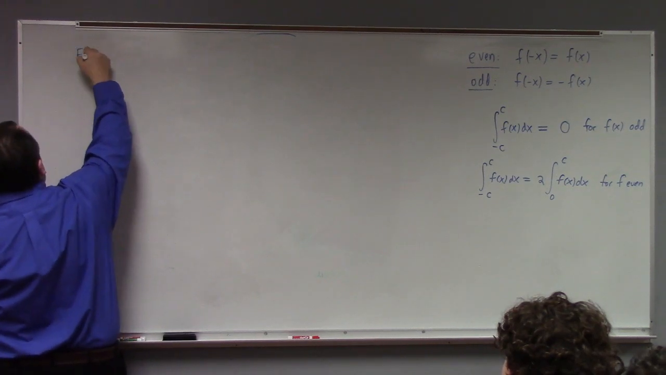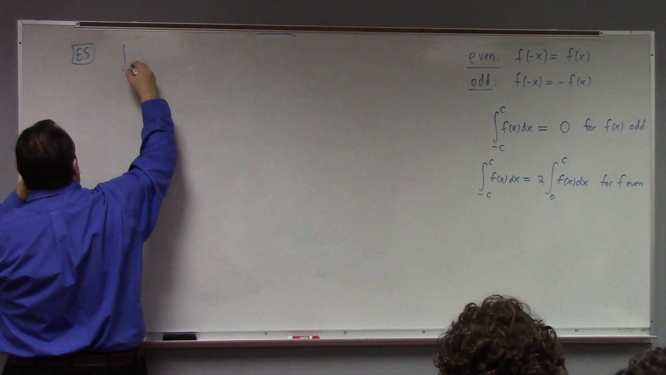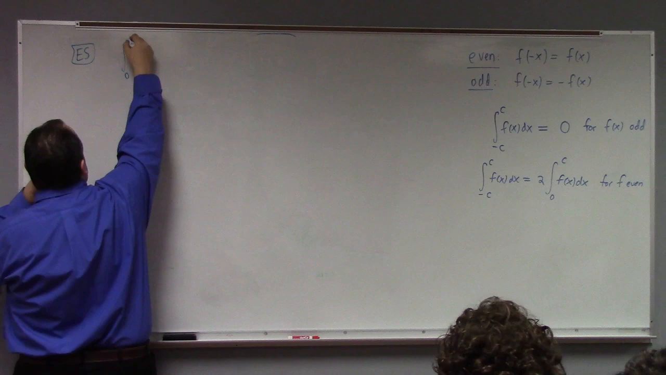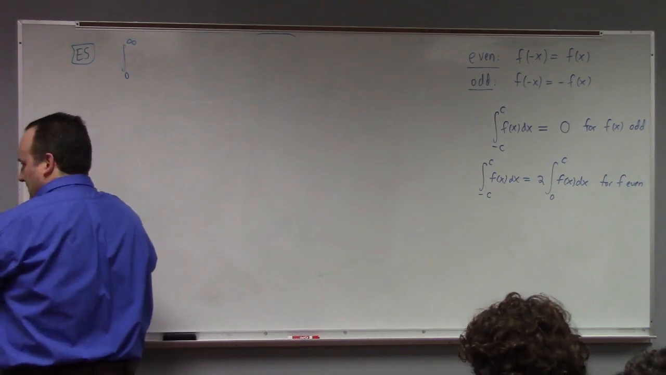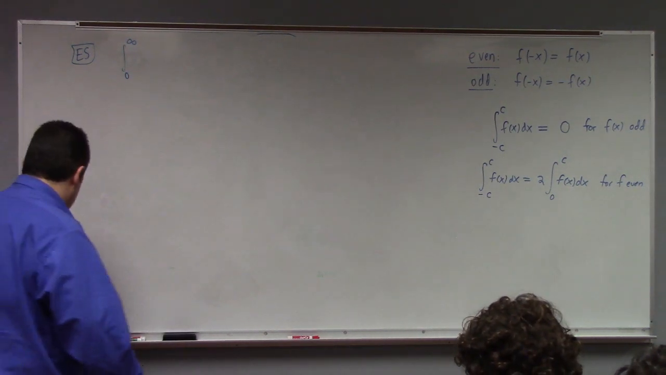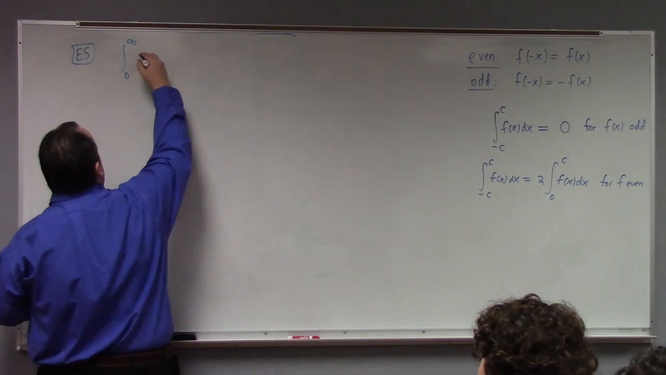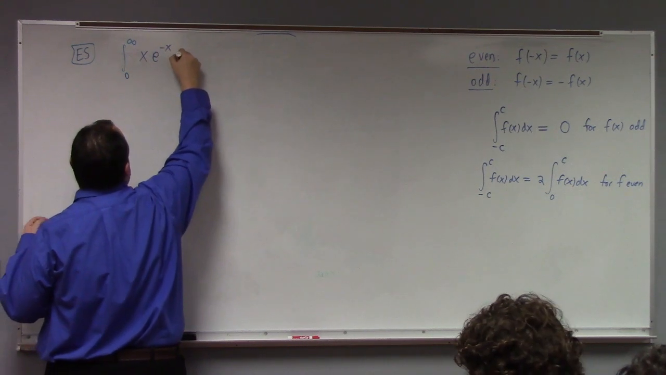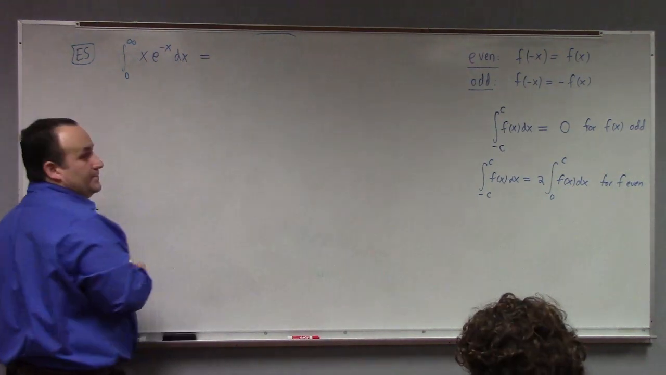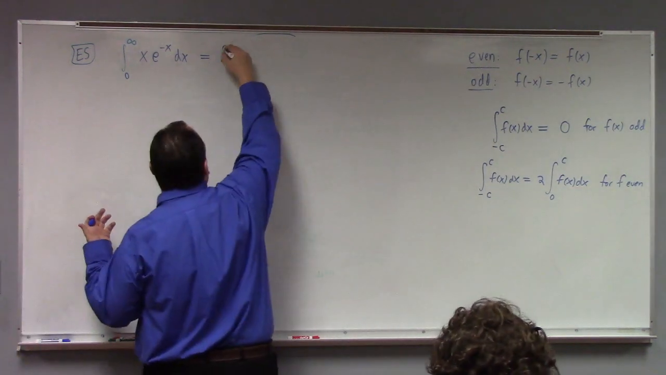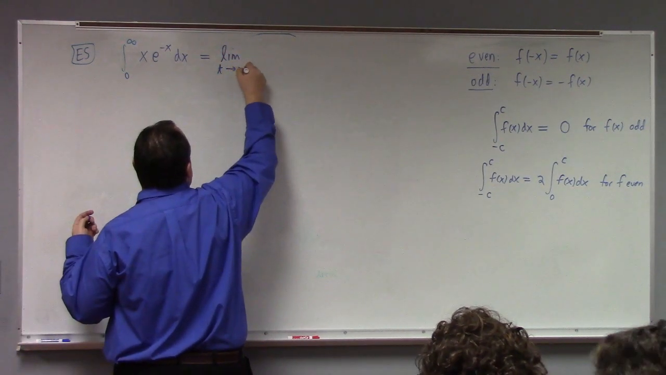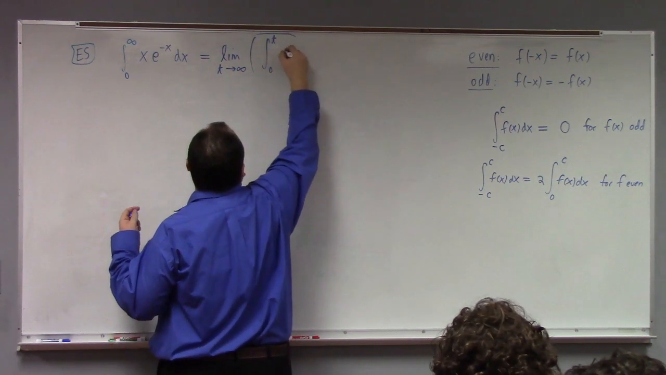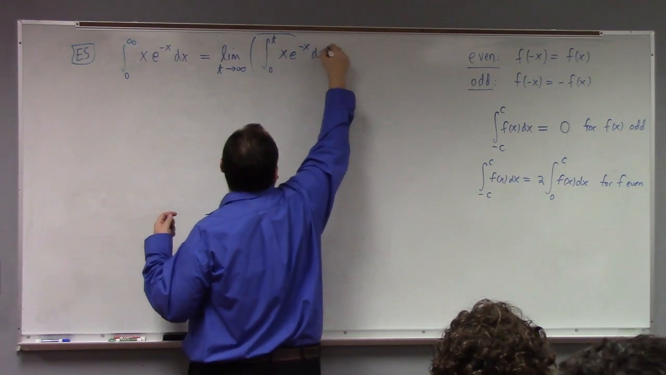Example 5. What if we were integrating, I don't know, from, let's say, 0 to infinity of x e to the minus x dx. I'll keep it relatively simple in here. By definition, this would mean the limit as t goes to infinity of the integral from 0 to t of x e to the minus x dx, yeah?